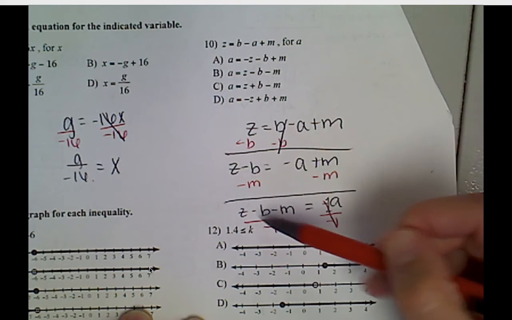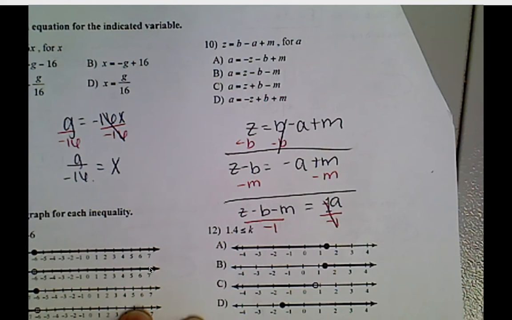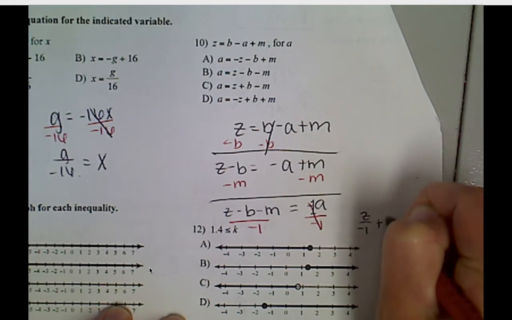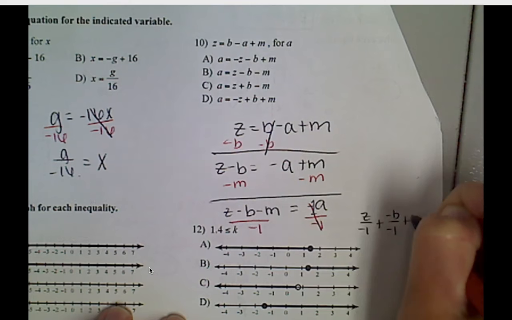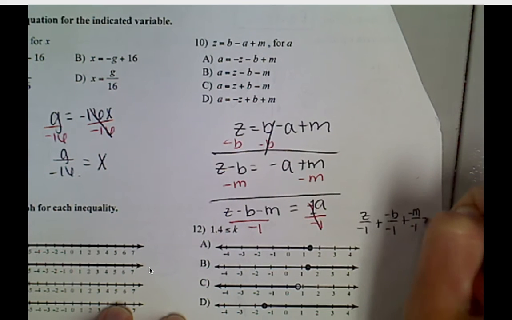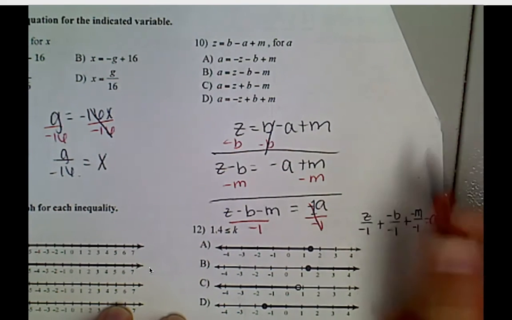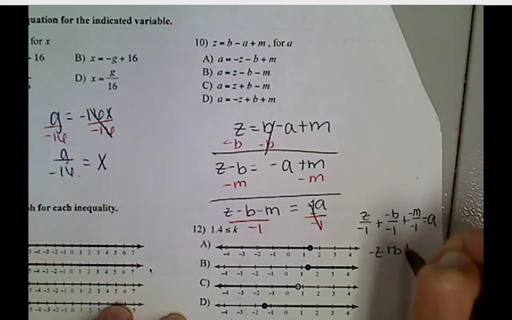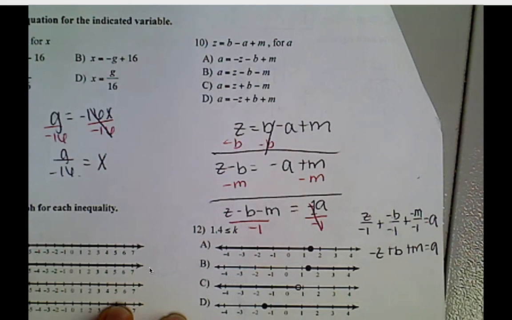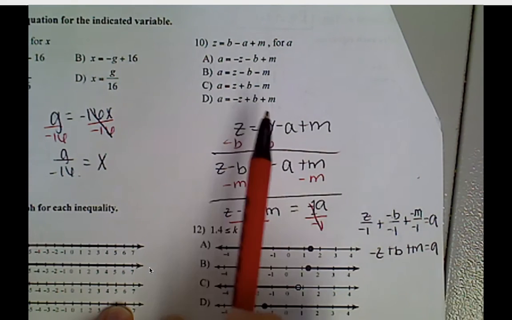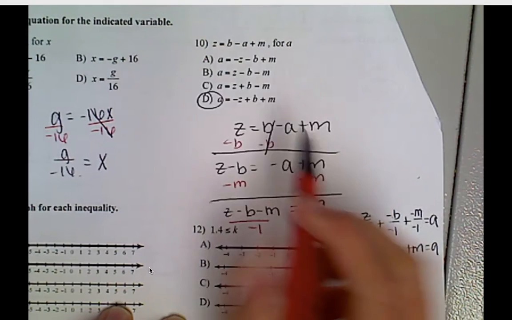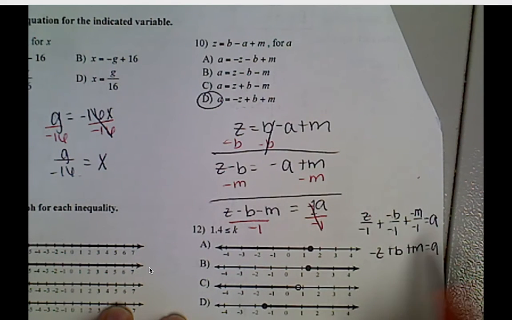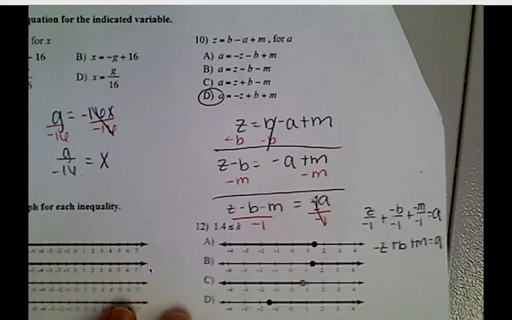However, remember, you can break that fraction apart into 3 different pieces. So first piece, Z divided by negative 1. Second piece, negative B divided by negative 1. Third piece, negative M divided by negative 1, which all equals A. Positive divided by negative is a negative. Negative divided by negative is a positive. Negative divided by negative is a positive. So your answer should be negative Z plus M plus B equals A, which looks like D. Negative Z plus B plus M. Reflexive property lets you flip that around.